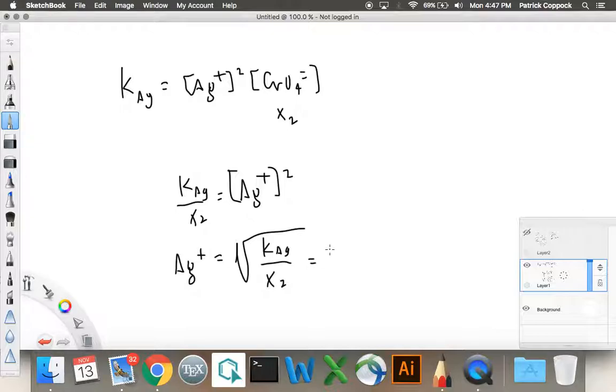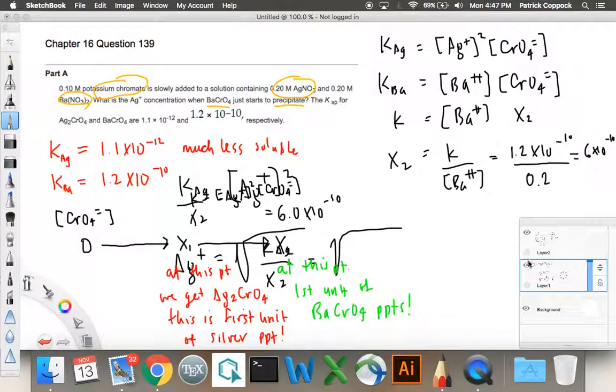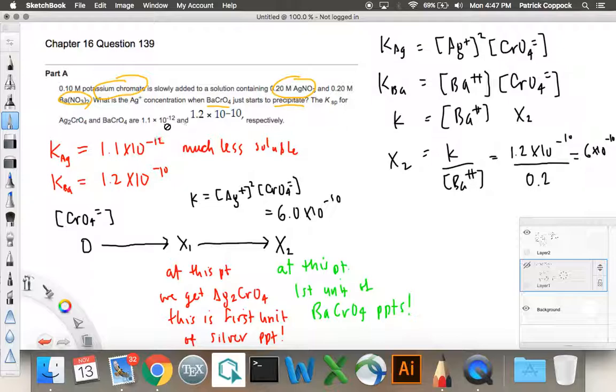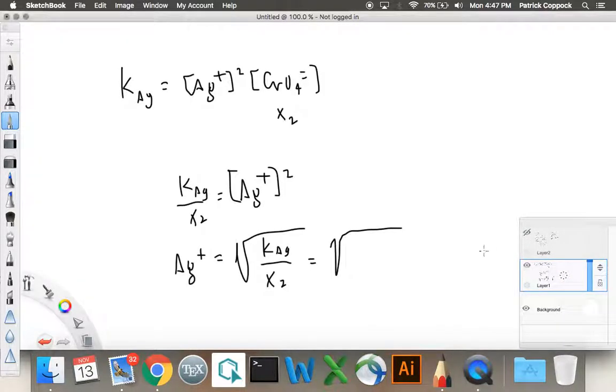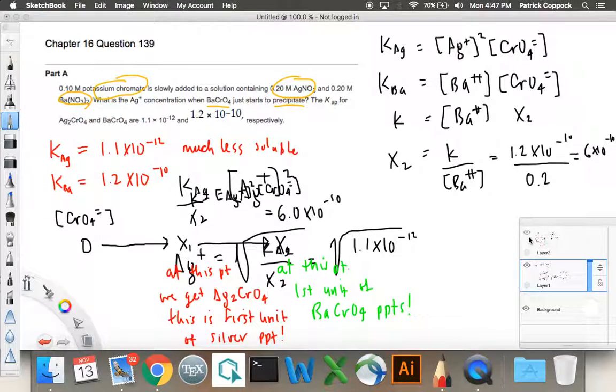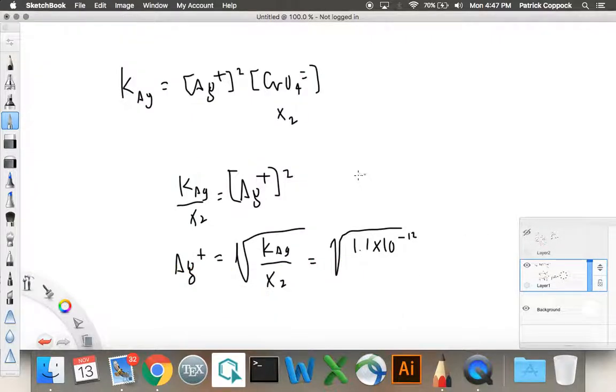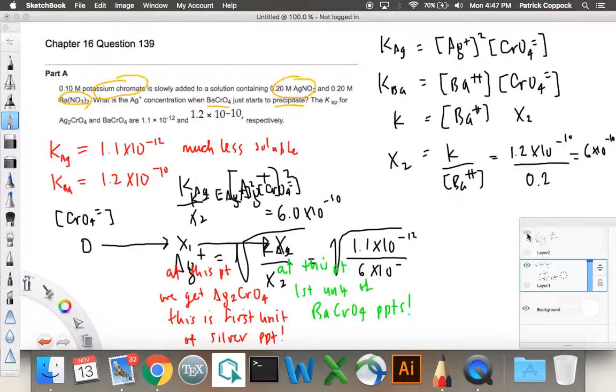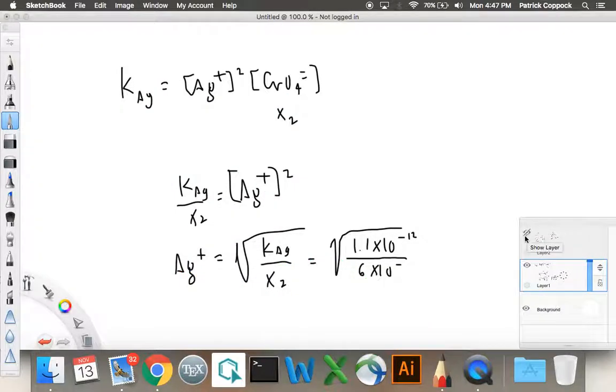Okay, let me suppose you paused it. I'm going to put the numbers in here now. K of silver, the Ksp for silver, was 1.1 times 10 to the negative 2... 1 times 10 to the negative 12, I think. Let me go back and look at that. I think I read that wrong. Yeah, 1.1 times 10 to the negative 12. And x2 was 6 times 10 to the negative, what? 10.